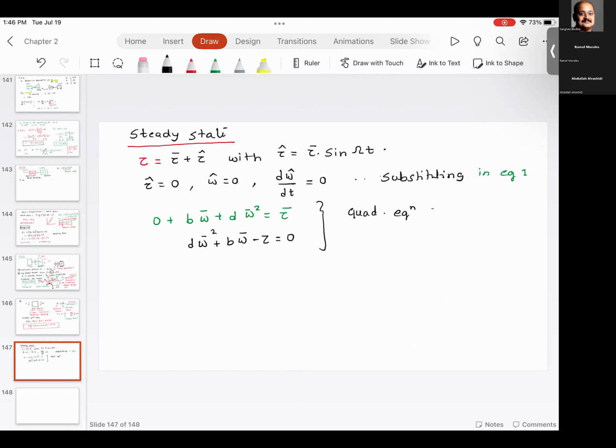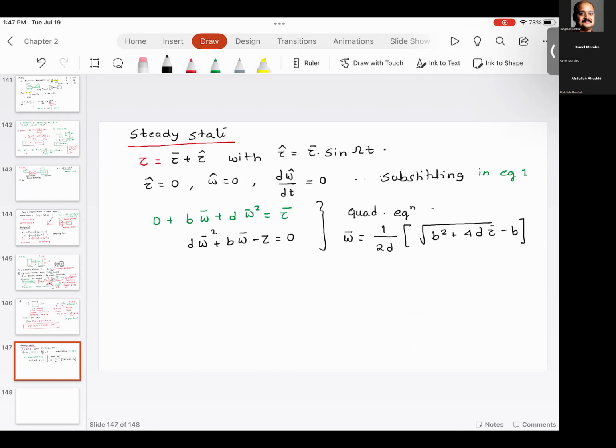It's going to have two roots. So we can look at the roots. Omega bar is equal to 1 over 2d times the square root of b squared plus 4 d tau, minus b.